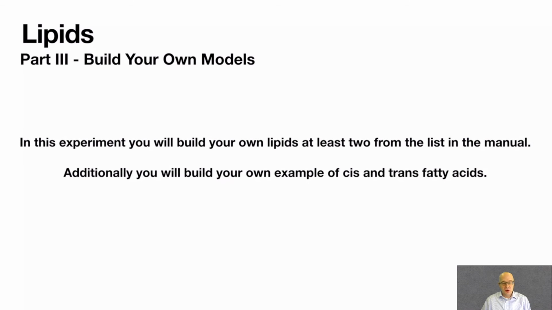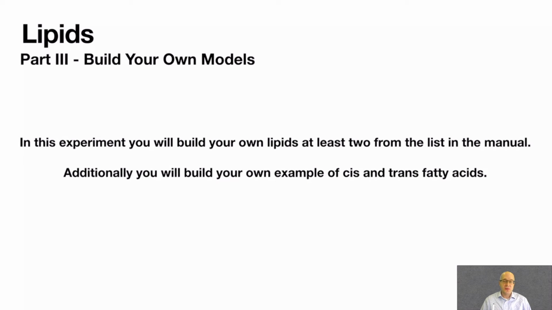Part 3, build your own models. Here you just pick two lipids from the list. There's like 4 or 5 of them. Just pick 2 and make the lipid using your candy model kit. Now I've shown you how to make double bonds. I've shown you how to make carbons with 4 bonds. I've shown you all that. You should be able to do that on your own now. You shouldn't need much help from me. So go ahead and give it the old college try and see how you do.